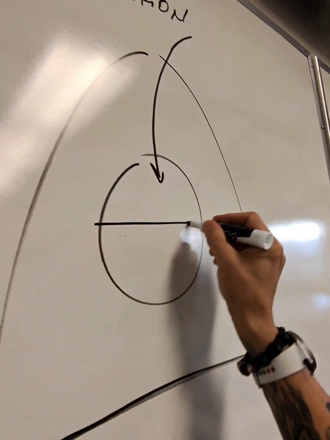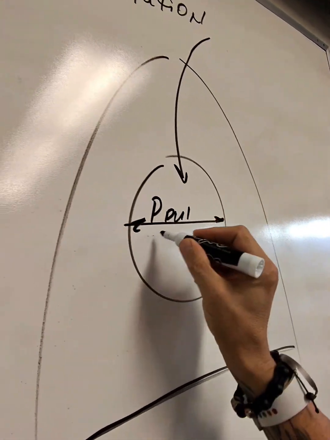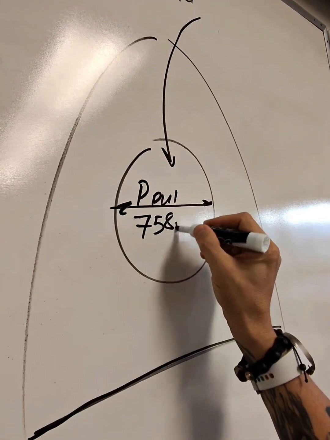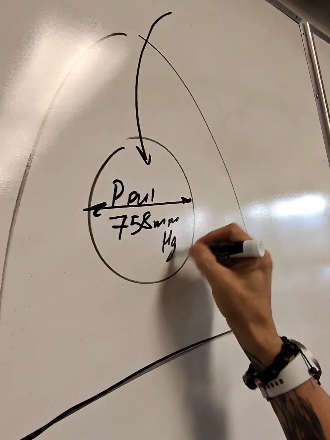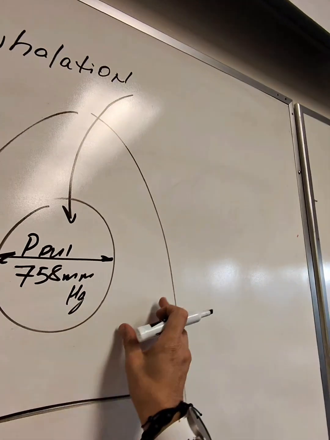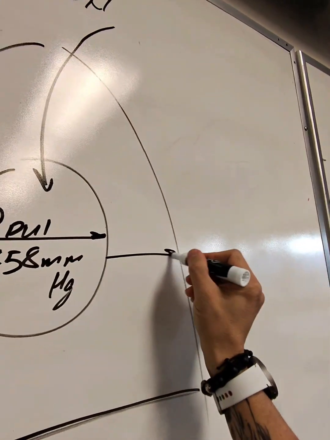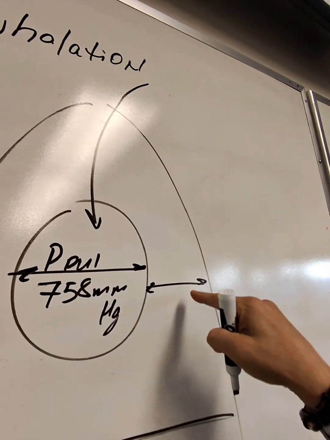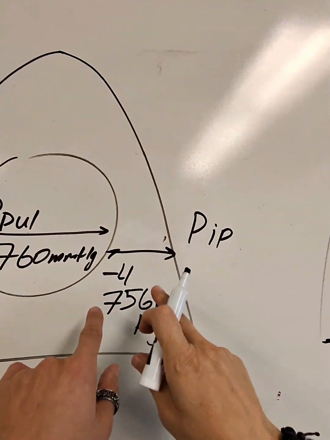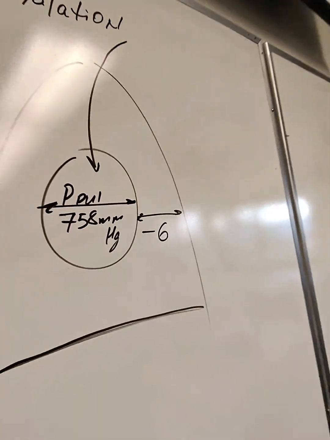So now the intrapulmonary pressure, P-pul, is about 758 millimeters of mercury. Right? There is also something that happens with the pressure here, the intrapleural pressure. The intrapleural pressure becomes more negative. It was -4, now approximately it's going to be -6.